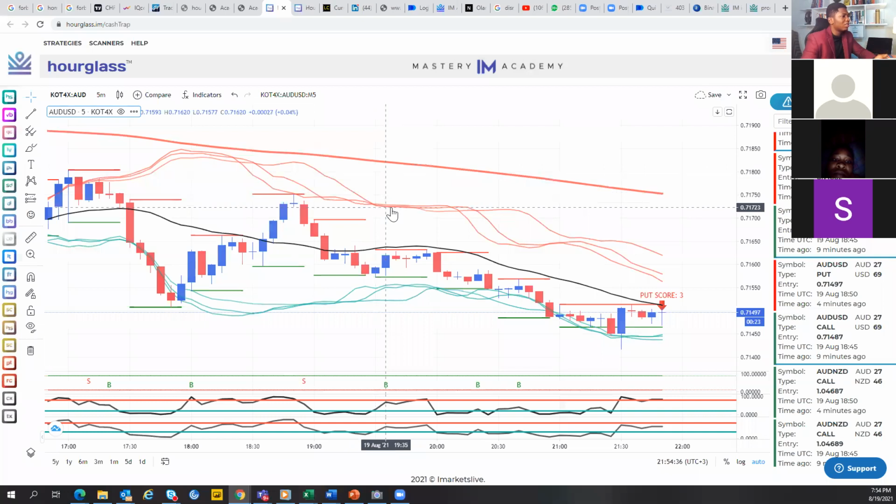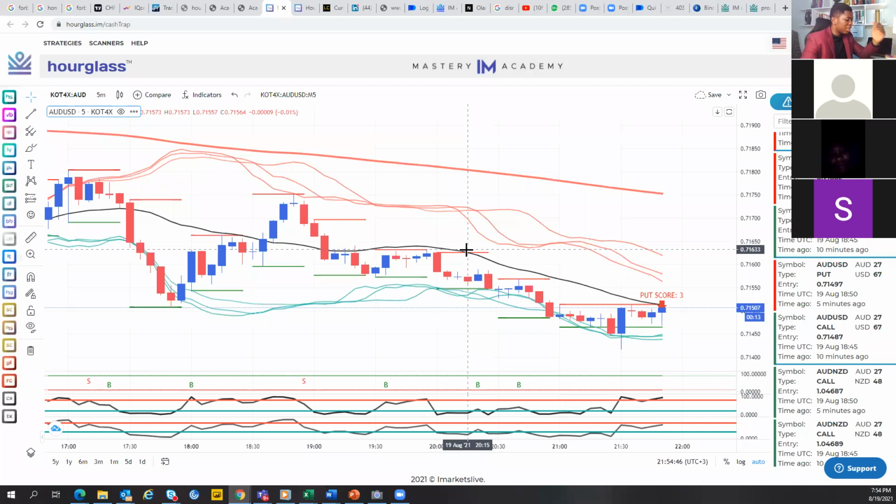So that is that for CASHTRAP. We have been able to do this in just under 1 hour. Now, this is everything for CASHTRAP. Understand? Now we are moving into the next one, which is M and W's. M and W is a forex pattern.